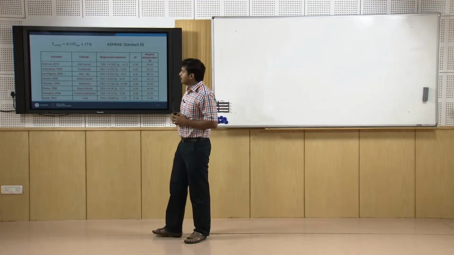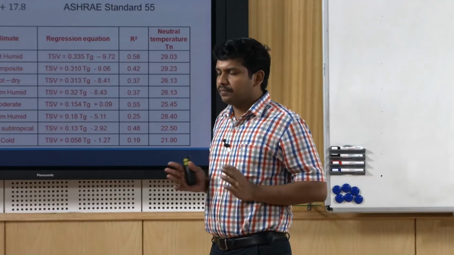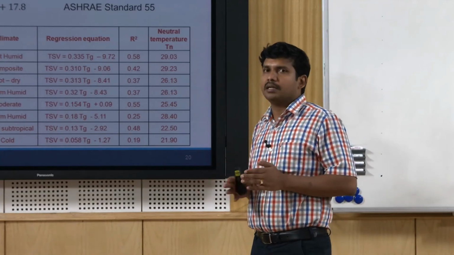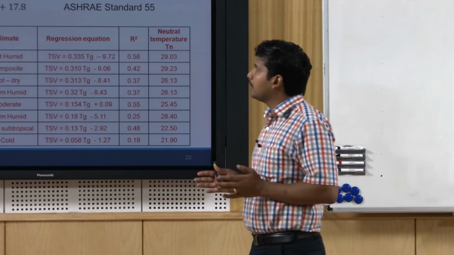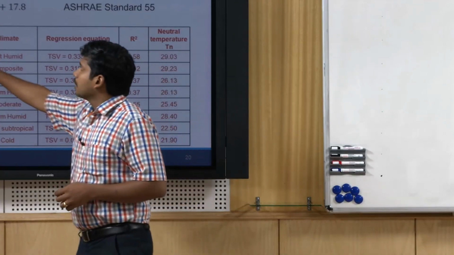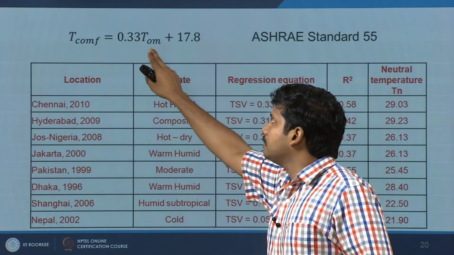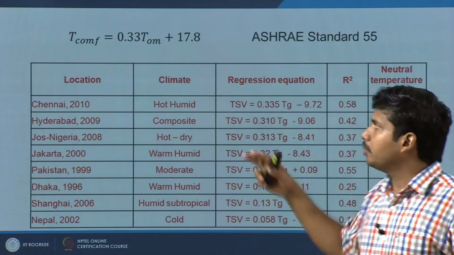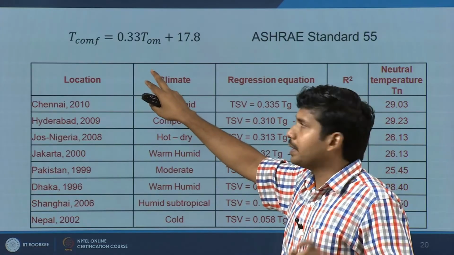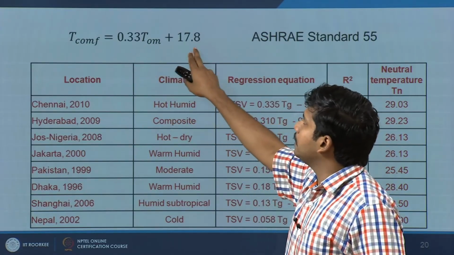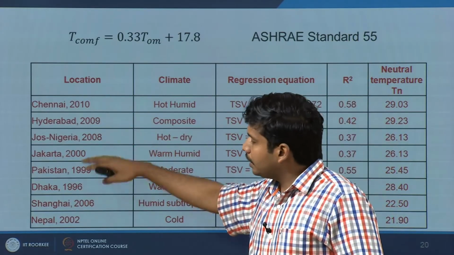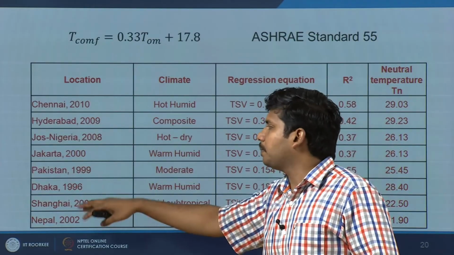There are a lot of studies, and each study is reporting a different, more or less overlapping, range of temperature, humidity or environmental condition with which people are able to adapt. One standard reference is the ASHRAE standard model, where comfort temperature or Tcomf can be expressed as 0.33 into TOM. TOM is monthly outdoor mean temperature. For a particular month you take the outdoor mean temperature, 0.33 of it plus 17.8. This is a standard reference, but as you see there are a lot of studies in India as well as Southeast Asia plus across the globe.